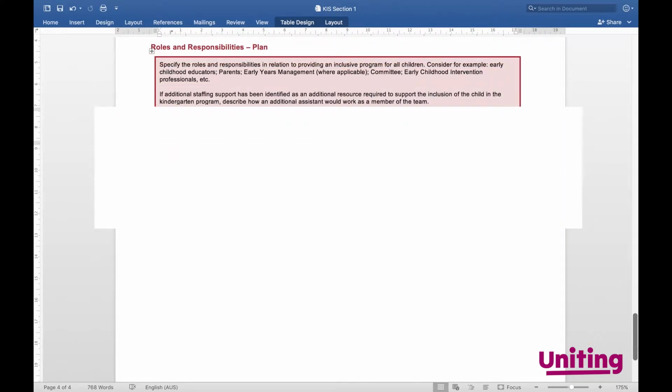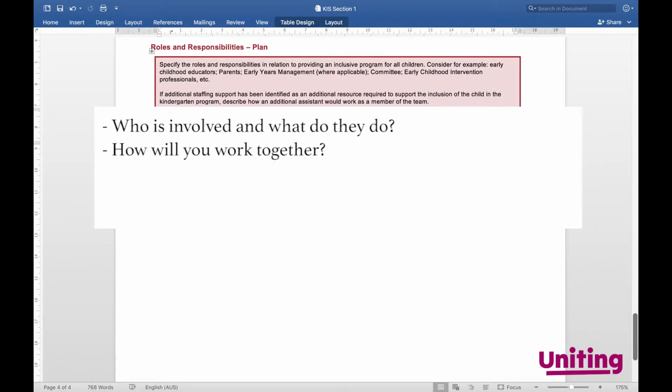Here you need to specify the roles and responsibilities of all those involved in the program. How will the team work together to support inclusive programming for all children? This would include the contribution of the additional assistant if that is the request for support. Also include the frequency of program support group meetings. These should be held once a term at minimum and include input from the family and other support services.